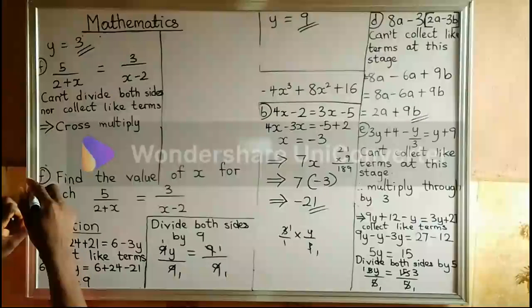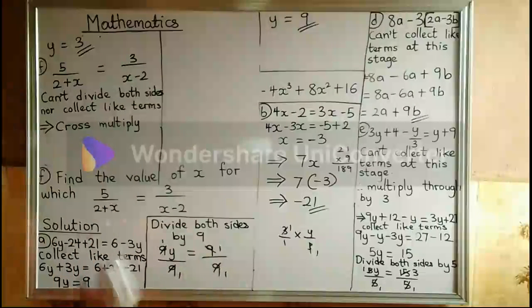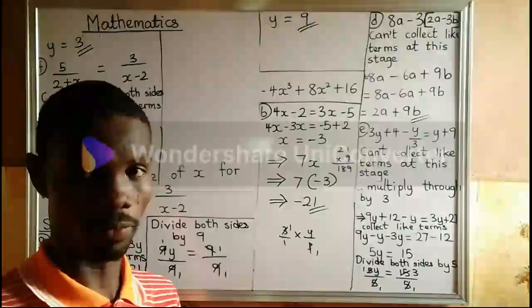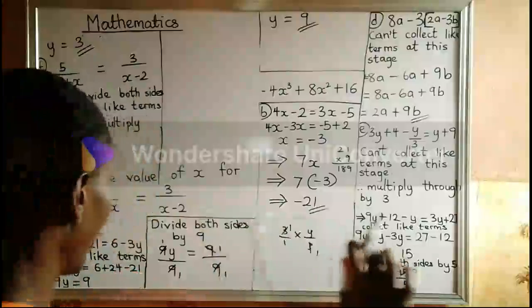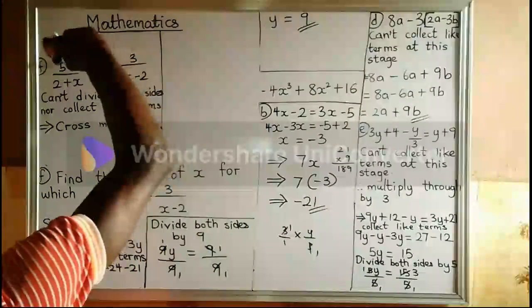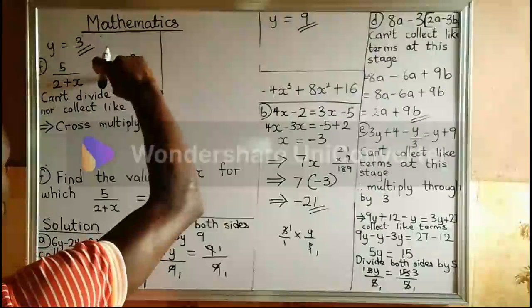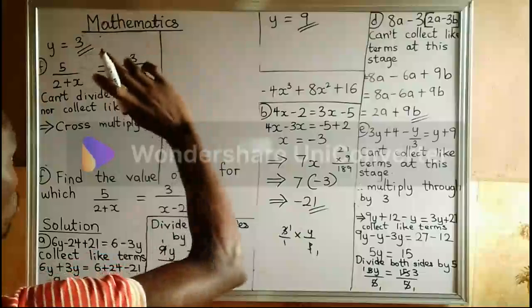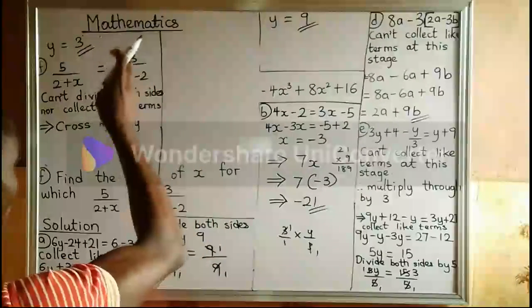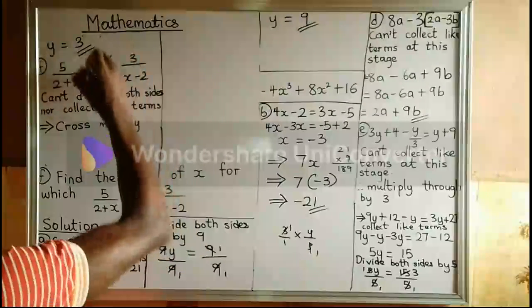So if you cross multiply, what happens? Just as it is said, cross multiply, it means you are actually multiplying, but in a cross form, in a cross path, not direct path. If you are to multiply directly, that will be 5 times 3 equals 2 plus x times x minus 2. But here we are not doing that. We are cross multiplying. We are multiplying but in a cross path.